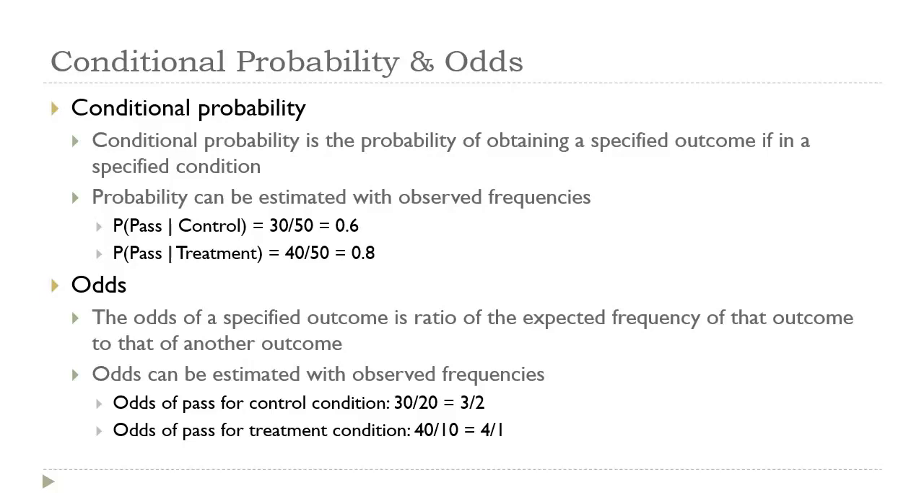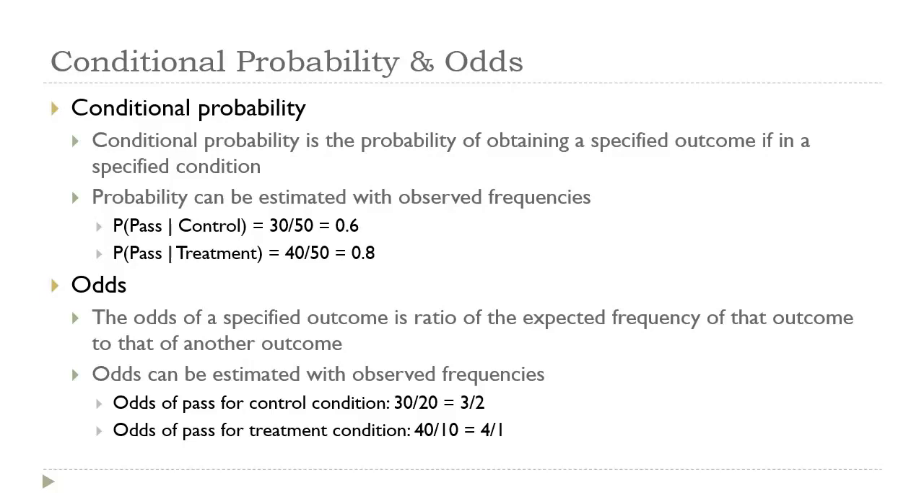So here's how we calculate the odds of passing for a control condition. There were 50 individuals in the condition. 30 of them met our criteria and passed. The other 20 did not. So the odds of passing are 30, that is the number who passed, to 20, the number who did not pass or who failed, and that can be simplified as 3 to 2. So we say the odds of passing for the control condition are 3 to 2. That means for every 3 people that pass, 2 people do not.